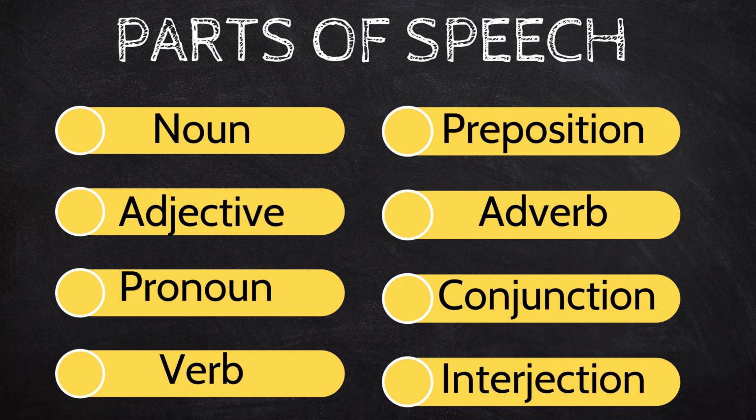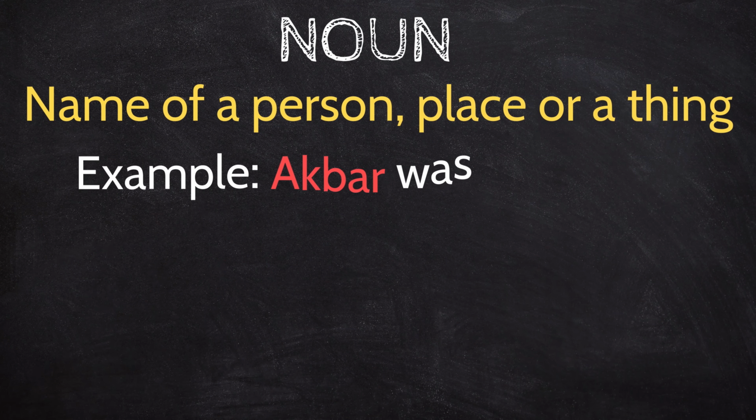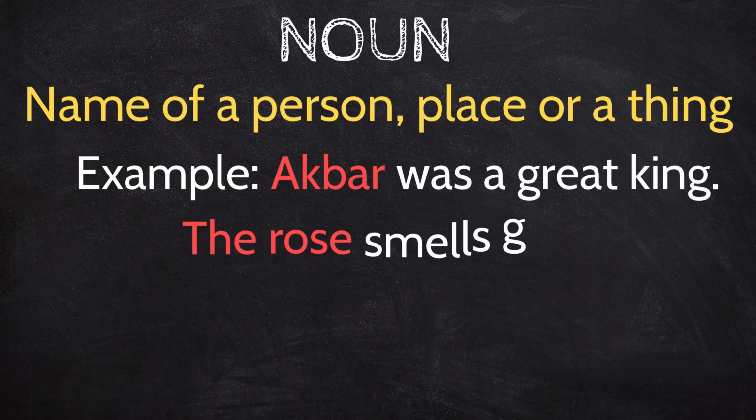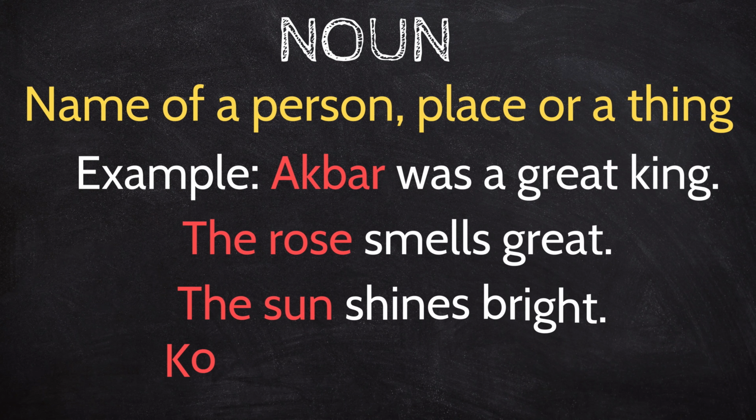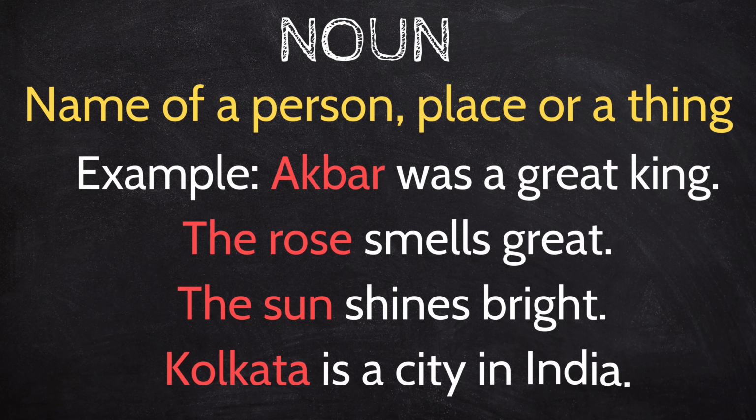Let's cover all these parts of speech in the course of 30 days. First, we are going to cover nouns. Noun. Noun is a name of a person, place, or a thing. Example: Akbar was a great king. The rose smells great. The sun shines bright. Kolkata is a city in India.